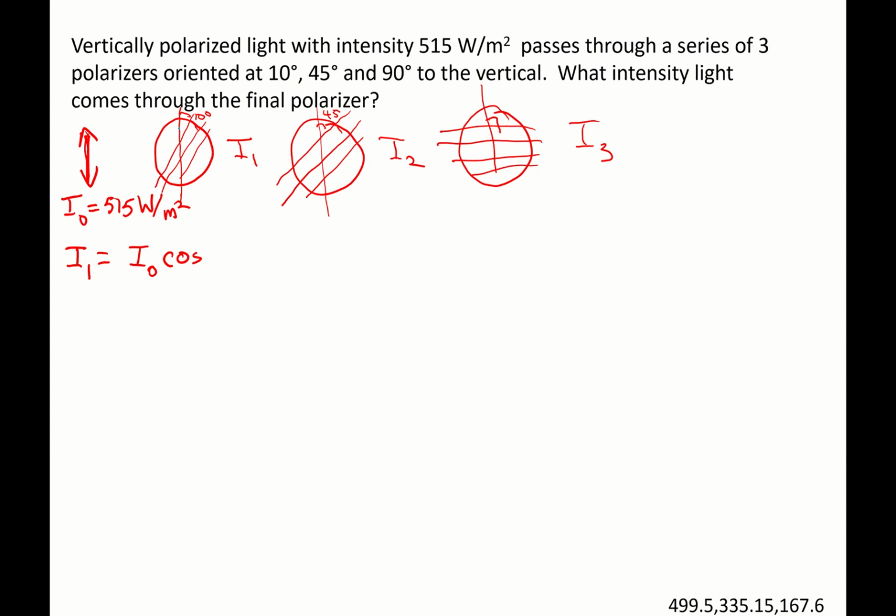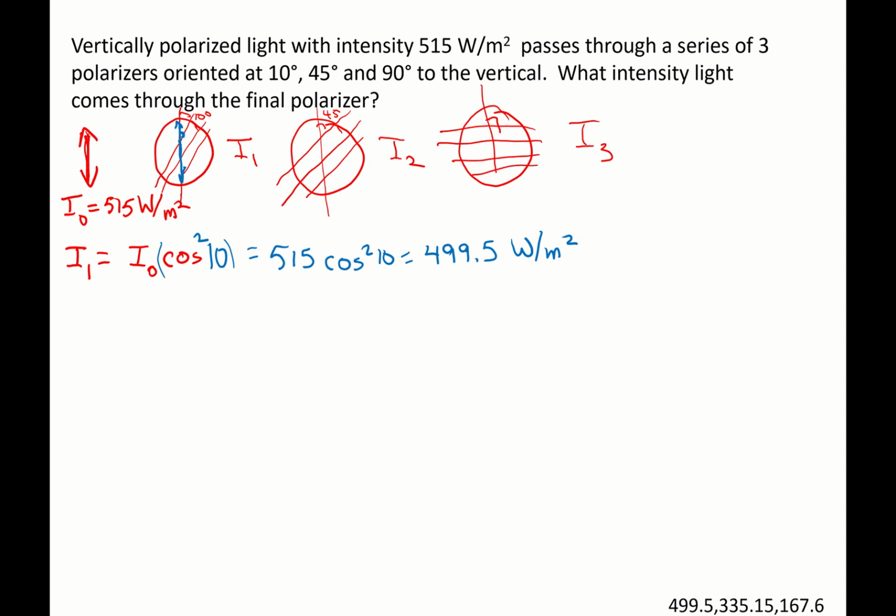So I've got light that's vertical, hitting that polarizer. The angle between it and the polarizer angle is 10 degrees. So it's going to be the cosine of 10 squared. Remember, to do cos squared, you take the cosine of 10 and then you square it. So it's going to be 515 cos squared of 10, and I get 499.5. And the units for intensity is watts per square meter.